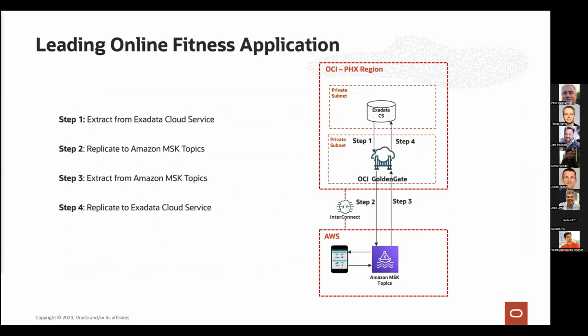And another interesting use case is with another customer from North America. This customer is from the fitness application industry. So this customer is using OCI Golden Gate to stream data from their Exadata Cloud service into Amazon MSK. And the more interesting part of their use case is they also capture from Amazon MSK with OCI Golden Gate, and they replicate it back to Exadata Cloud service. So their application consumes the messages from MSK, but also it produces new messages that are sent back to Exadata Cloud service by OCI Golden Gate. And they do it for some analytics use cases, as far as we know.